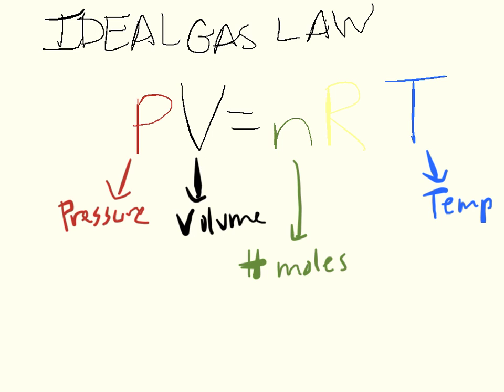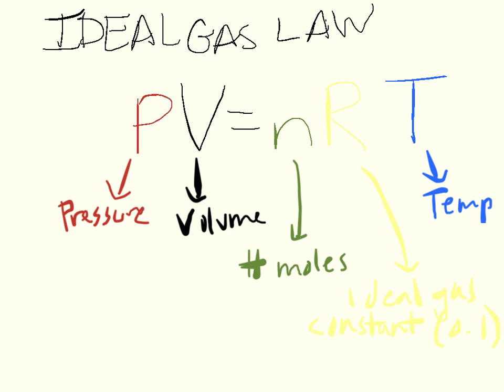And R is something called the ideal gas constant, meaning that it's a number. And we can round the ideal gas constant to 0.1. So anytime you use this equation, you'll plug in 0.1 for R.